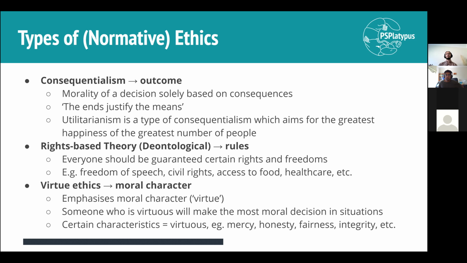And virtue ethics is focused on moral character, the idea of approaching morality from the idea of virtues. Virtues are positive characteristics, and the idea is that someone who is wholly virtuous will make the most moral decision in a situation. Some examples of virtuous characteristics are mercy, honesty, fairness, and integrity. But I'm sure you can come up with more on your own of what you think would be virtuous characteristics. And that sums up ethics.